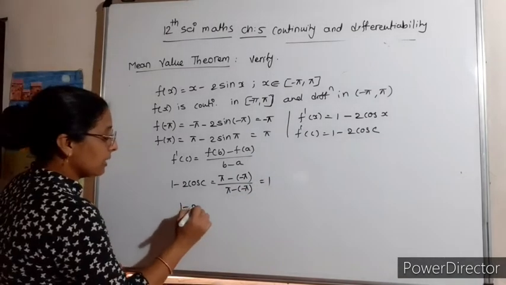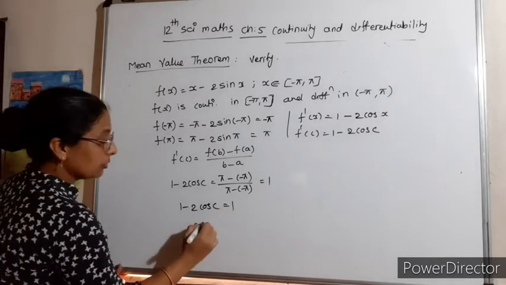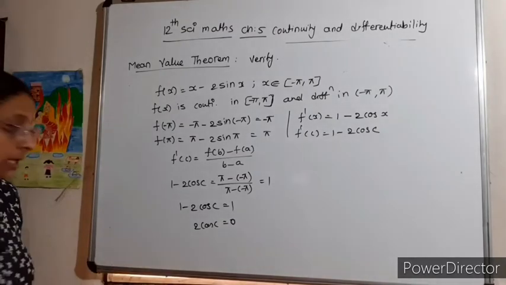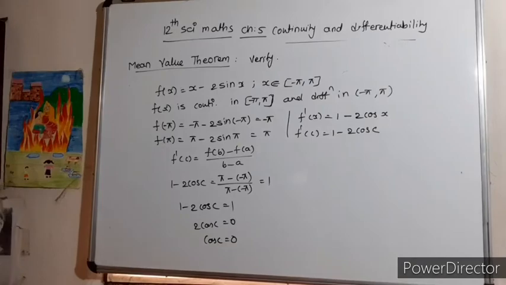So that 1 minus 2 cos c is 1. 2 cos c goes to this side, so 2 cos c is equal to 0. 1 minus 1 becomes 0. So cos c is equal to 0 आ गया. अब cos की वैल्यू 0 कब होती है?